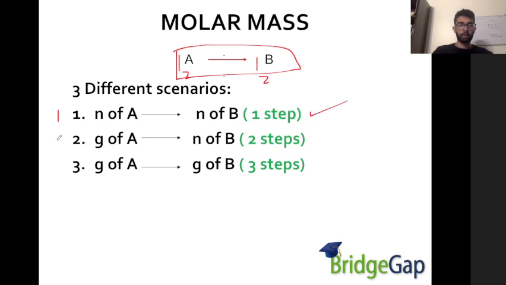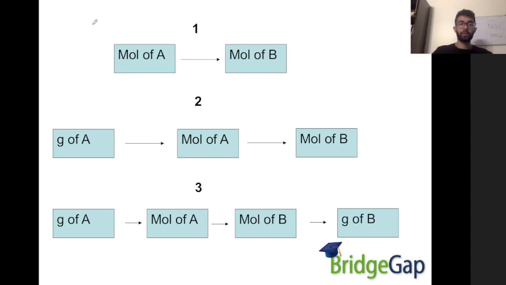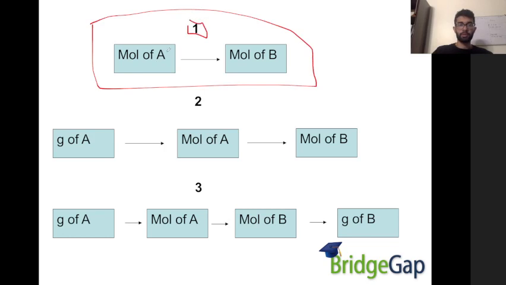For scenario number 2, we're going to have 2 steps, and that's because we're converting from grams into number of moles of A, and then that number of moles of A we're converting into number of moles of B using our molar ratio. And let me just conceptualize and show that to you on paper. So this is scenario number one, and why I say that this is one step is because all it requires is using the molar ratio to give us moles of B.